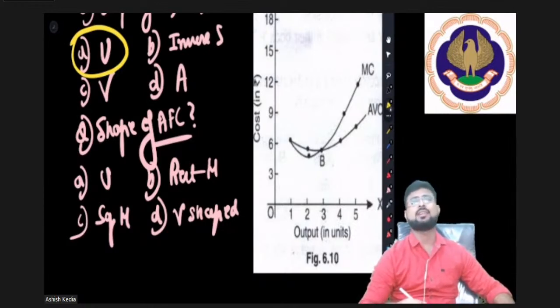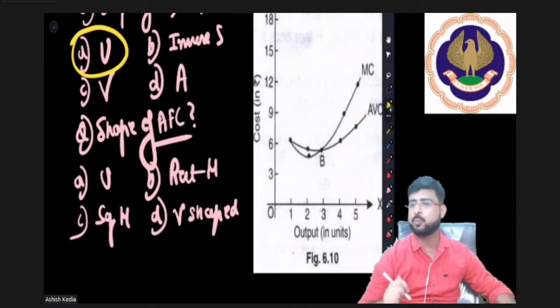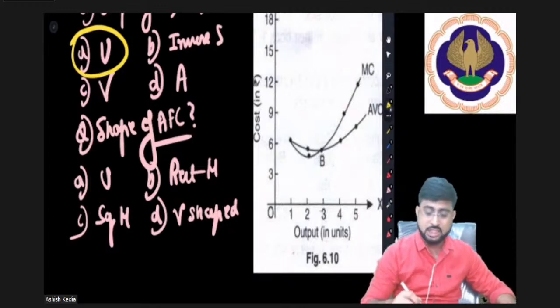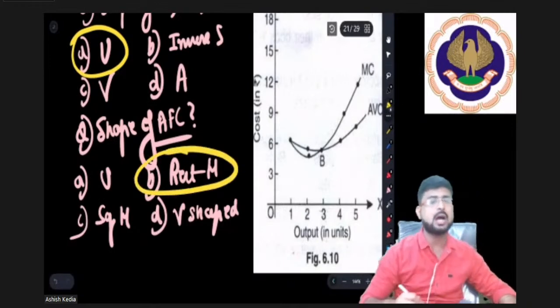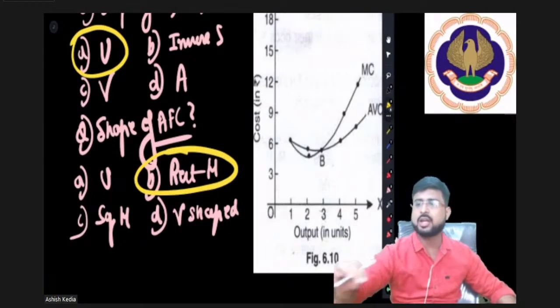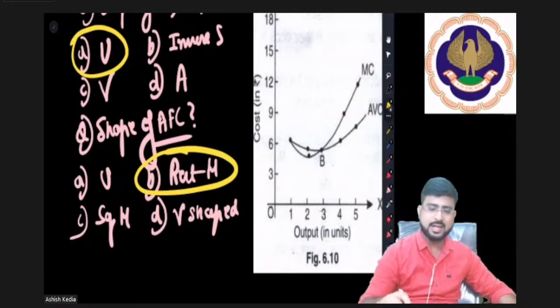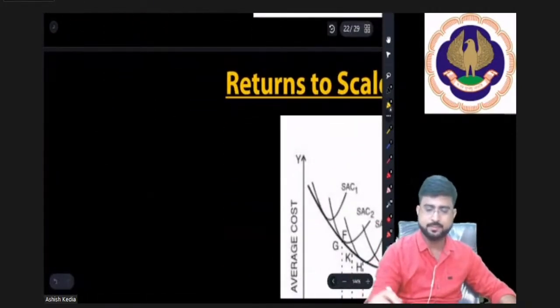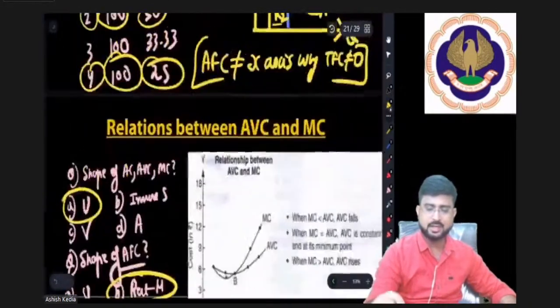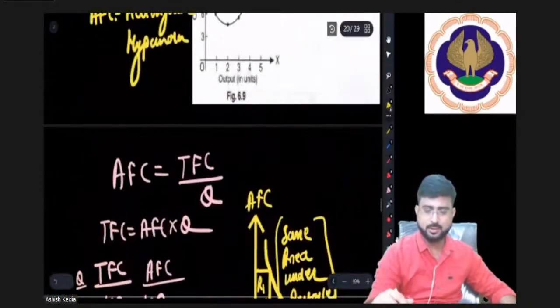Yeah, it's correct. The shape is rectangular hyperbola. You all are absolutely correct. The shape is rectangular hyperbola. Correct, everybody.